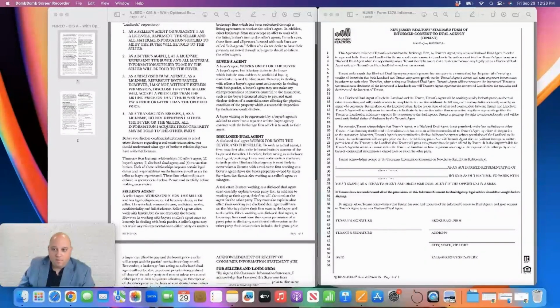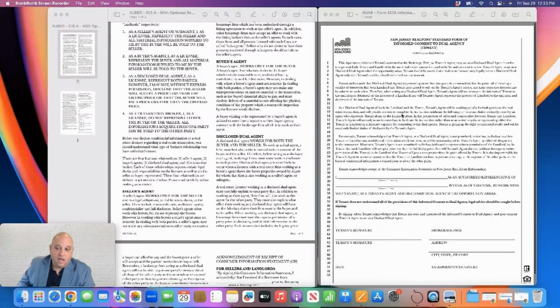So there's that form. And then if dual agency does come into play, where the apartment that the tenant is renting is also represented by the same brokerage company or agent at that brokerage, the tenant would have to acknowledge that and give consent to that dual agency, saying that they are aware that the company represents both parties and they consent to that. That would be acknowledged on this consent to dual agency form, and I will link both of these forms down below for your review.